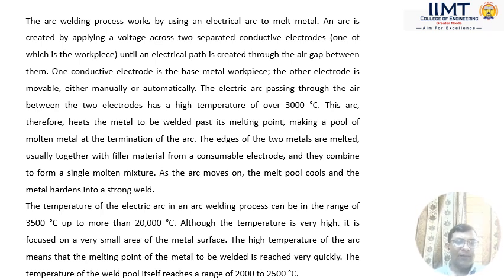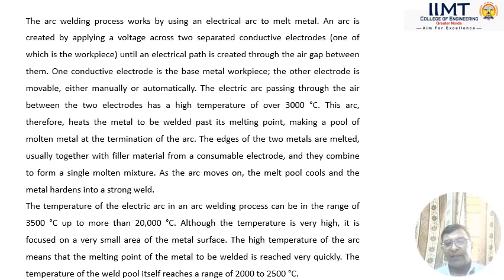There is a temperature of approximately 3000 degrees centigrade here, which is very high. Due to the heat, the metal to be welded passes its melting point, making a pool of molten metal at the termination of the arc. The edges of the two metals are melted, usually together with the filler material from a consumable electrode, and they combine to form a single molten mixture. As the arc moves on, the melt pool cools and the metal hardens into a strong bead.